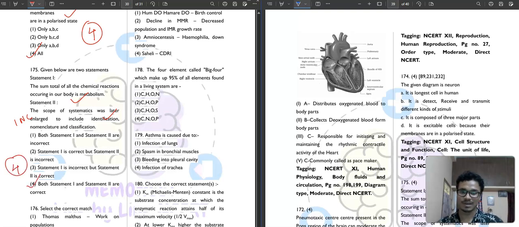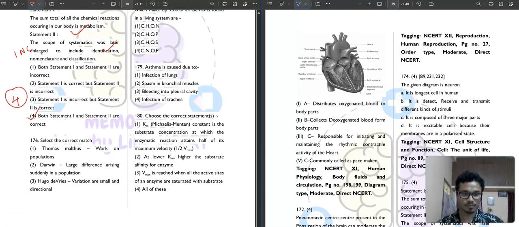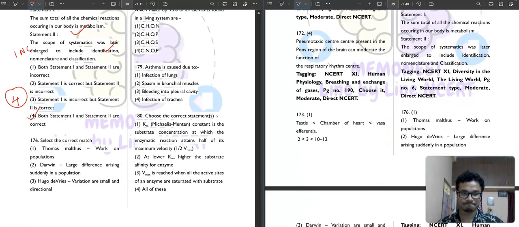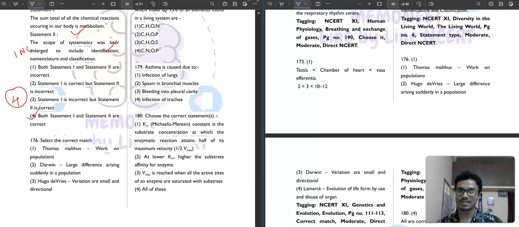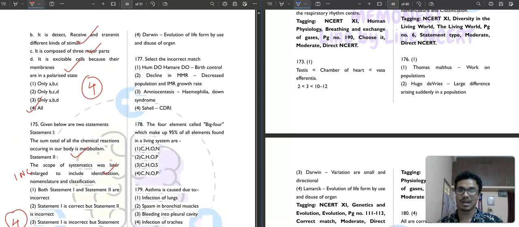Then question number 176. It is saying, select the correct match. Thomas Malthus worked on populations. Correct. Then Darwin, large differences arising suddenly in population. No, that is for Hugo de Vries. Hugo de Vries, variations are small and directional. This is for Darwin. This is just reversed. Then lastly, Lamarck. Evolution of life forms by use and disuse of organs. This is given by who? Lamarck. So the first option is the correct answer.